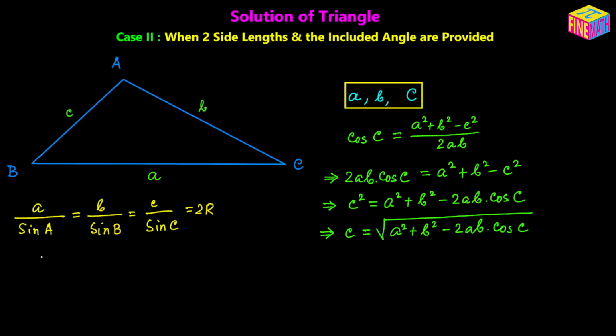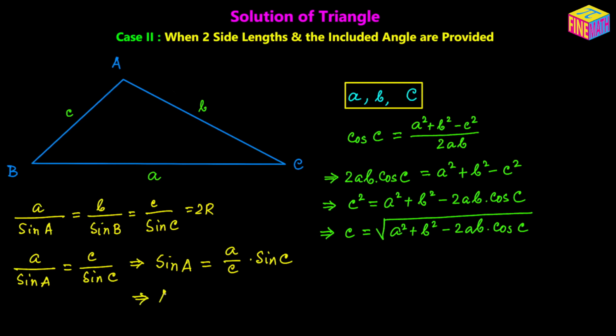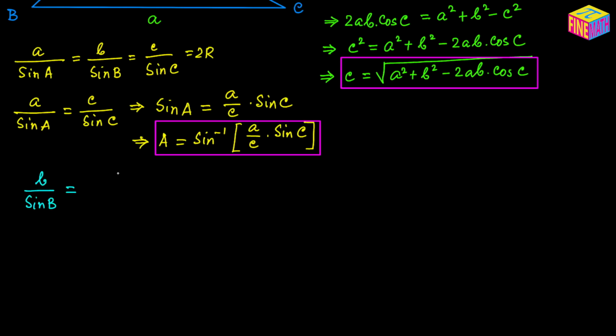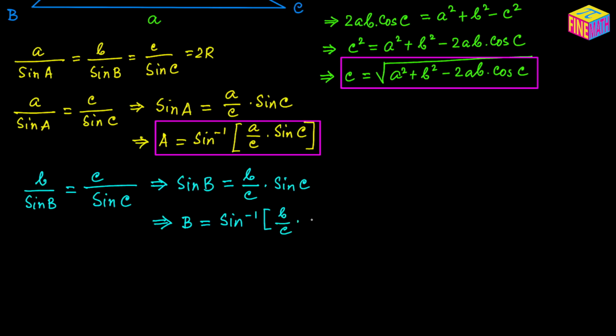Now if we take a over sine A equals c over sine C, then sine of A will be equal to a over c times sine of C, and from here A will be equal to sine inverse of a over c times sine of C. Similarly, if we take b over sine B equals c over sine C, sine of B will be equal to b over c times sine of C, and B will be equal to sine inverse of b over c times sine of C.